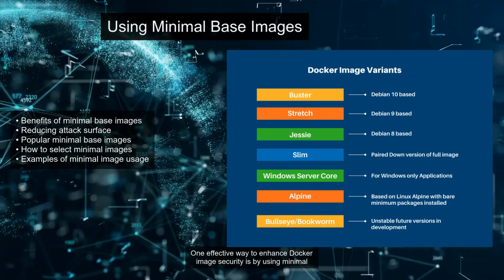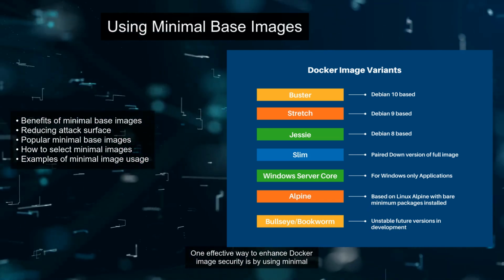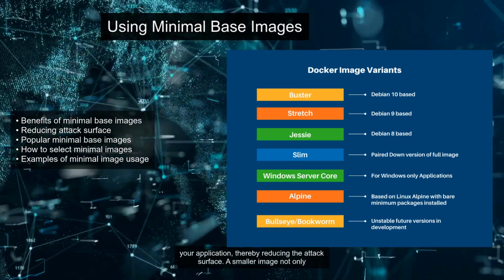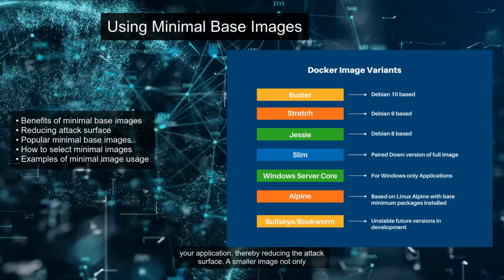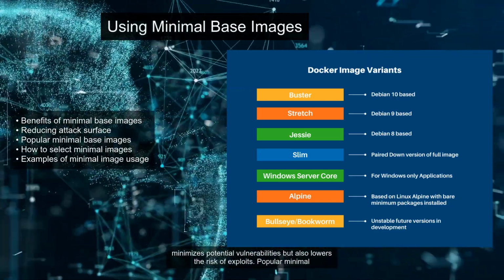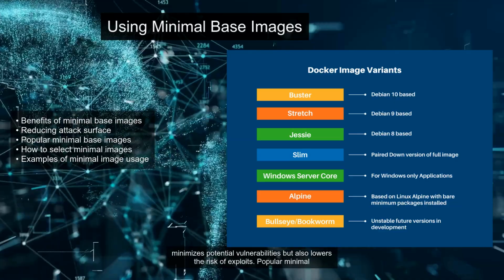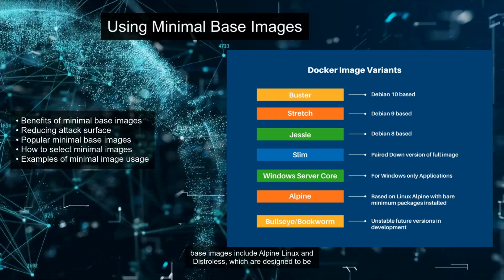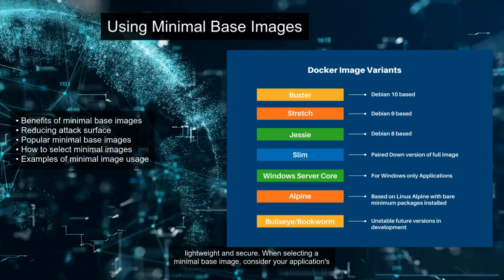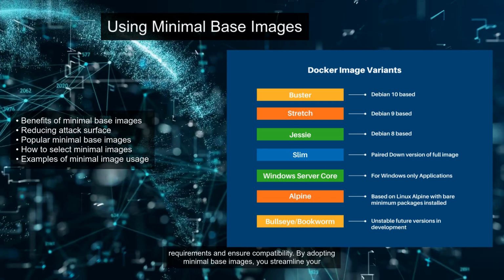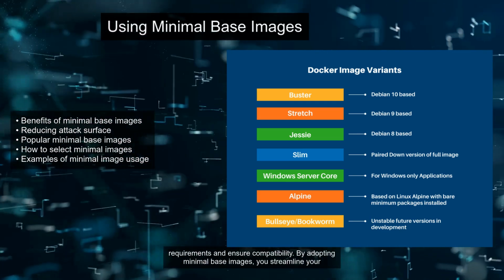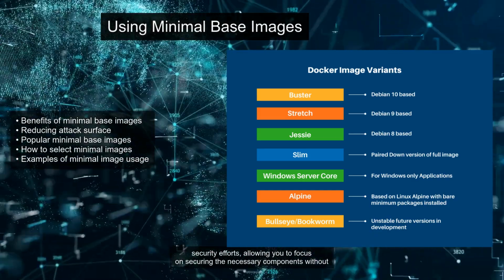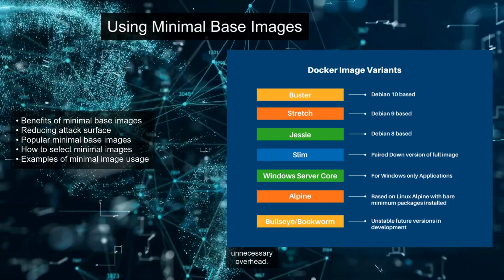One effective way to enhance Docker image security is by using minimal base images. These images contain only the essential components needed to run your application, thereby reducing the attack surface. A smaller image not only minimizes potential vulnerabilities but also lowers the risk of exploits. Popular minimal base images include Alpine Linux and Distroless, which are designed to be lightweight and secure. When selecting a minimal base image, consider your application's requirements and ensure compatibility. By adopting minimal base images, you streamline your security efforts, allowing you to focus on securing the necessary components without unnecessary overhead.